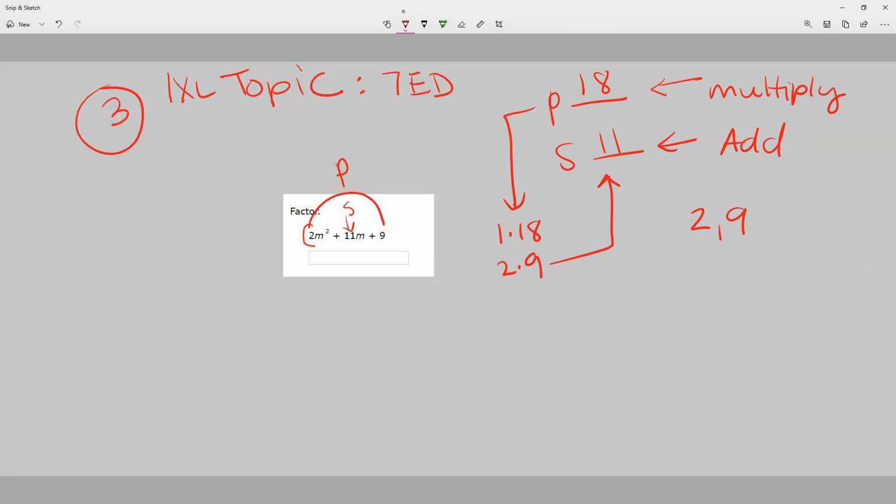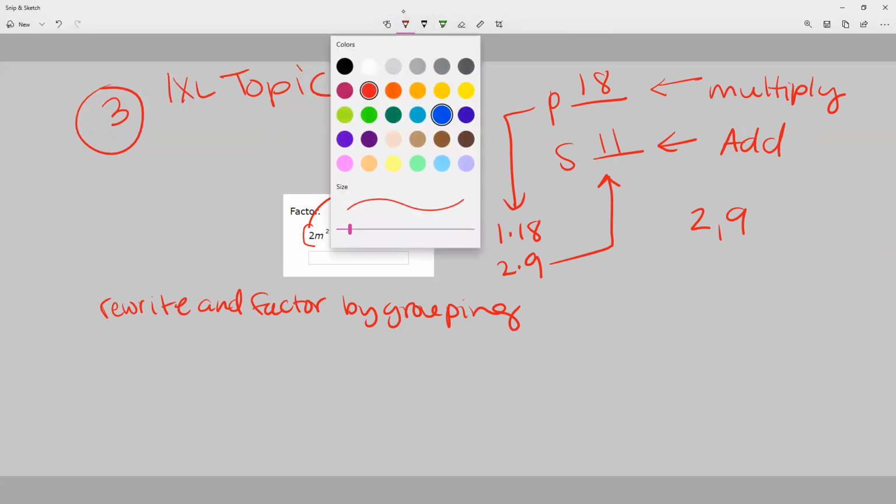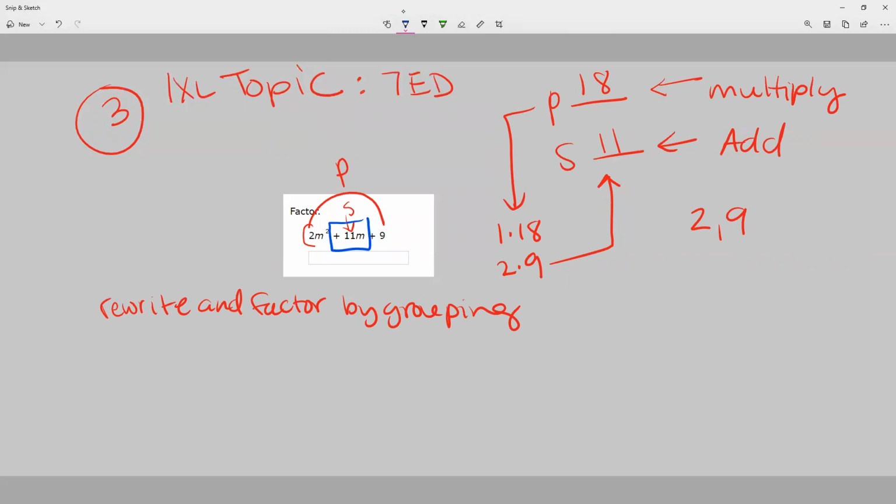So the difference this week is that we need to add another step where we rewrite and factor by grouping. So it's really the same as what we were doing last week. We are basically rewriting. We're going to take the sum term, this one, this positive 11m, and we're going to rewrite it with these two so that we have 4 pieces. So I have 2m squared out front. I have the positive 9 at the end still. So this piece in the front and this piece at the back didn't change. I'm just rewriting this middle term.